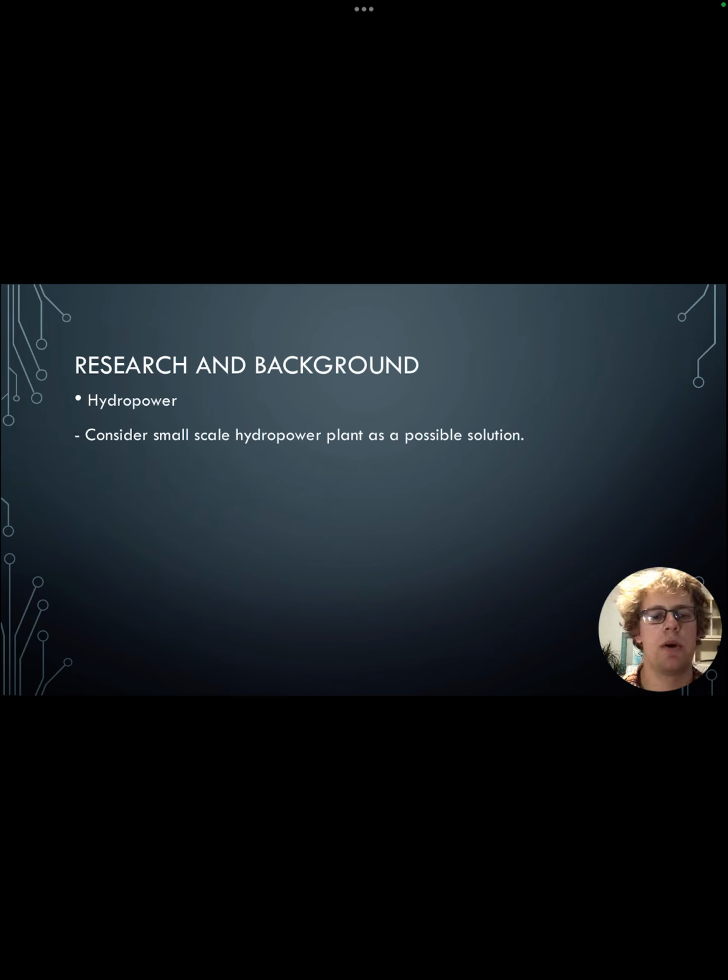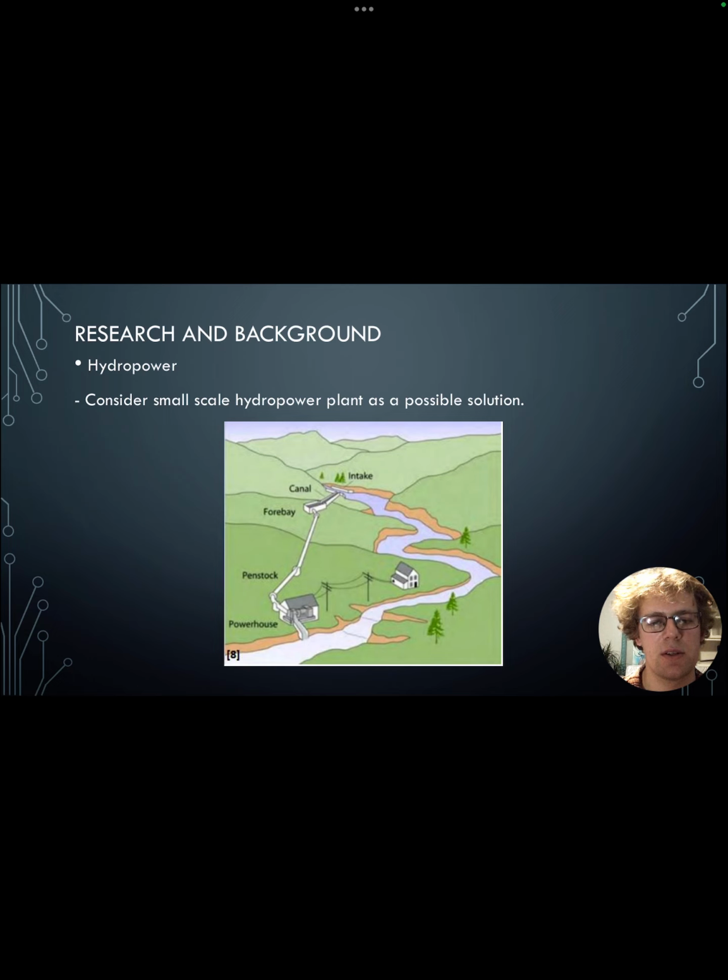And then hydropower was also looked into as a possible solution, since it is a very effective form of alternative energy. So consider small-scale hydropower plant as a possible solution. The particular plant that was looked into is called a run-off-river type of plant, and it looks like this. So a run-off-river plant is not a reservoir-based plant.